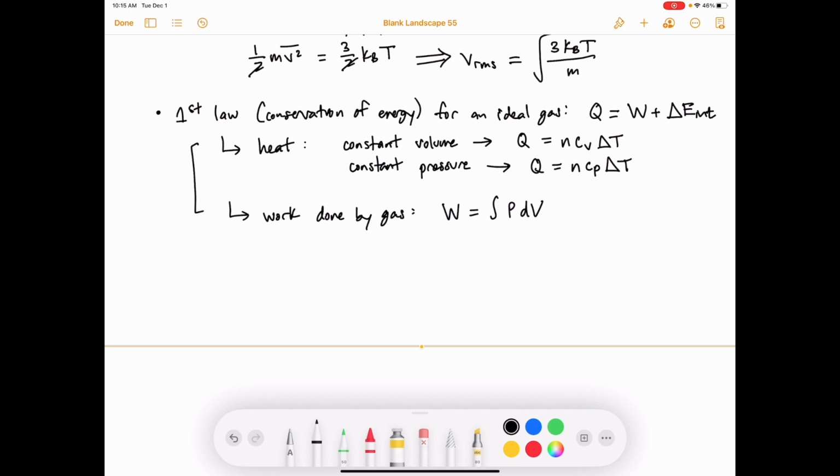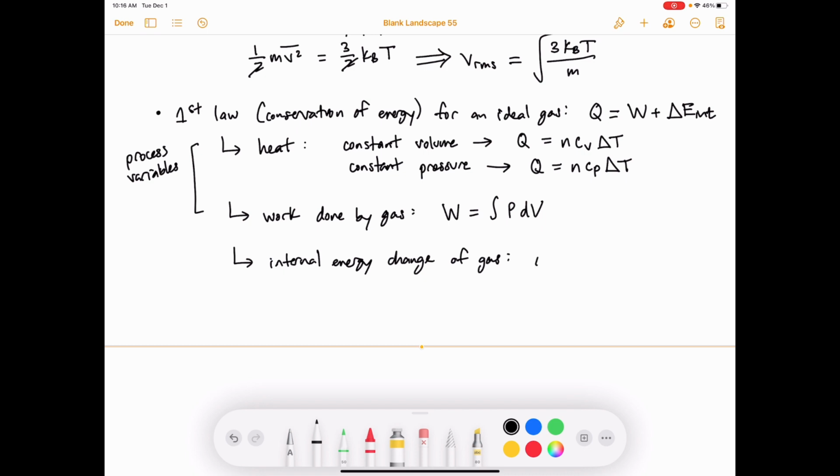So actually, heat and work here are what we call process variables, meaning the actual value of heat and work depend on the type of process that's happening. Now, the last thing is delta E internal. That's the internal energy of the gas. And it's changing, so it's the internal energy change of the gas.